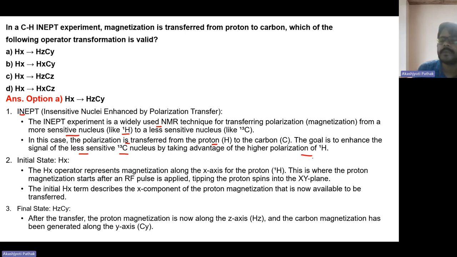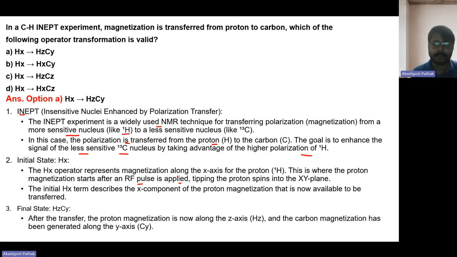The goal here is to enhance the signal of the less sensitive 13C nucleus by taking advantage of the higher polarization of 1H. The initial state is denoted by the operator HX. It represents the magnetization along the x-axis for the proton. This is where the proton magnetization starts after an RF pulse is applied, tipping the proton spins into the XY plane.